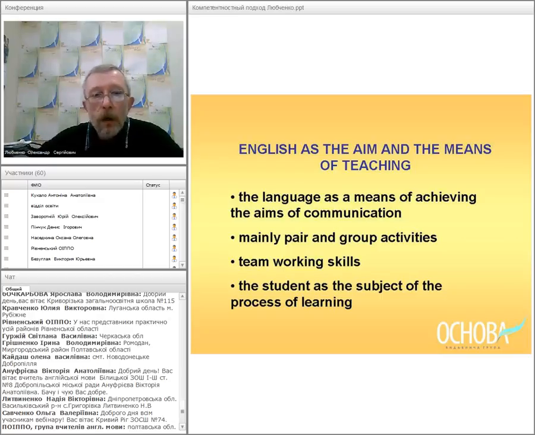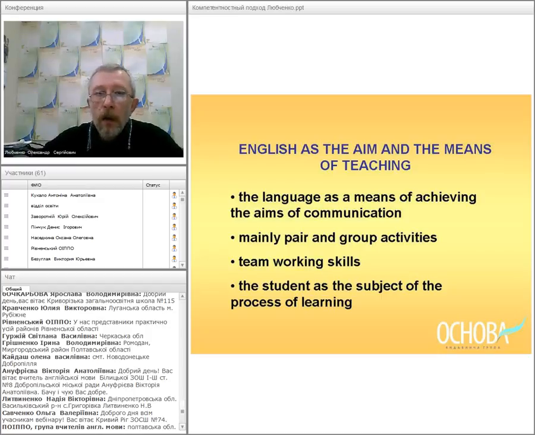And the teamwork, as well as the student being the subject, not the object of studies, not the object of teaching. The student is the subject of learning. And we put an emphasis on the idea that even if a student's opinion is different from yours, it is not the reason for us to say he is wrong or she is wrong. The idea is to let students express their opinion.